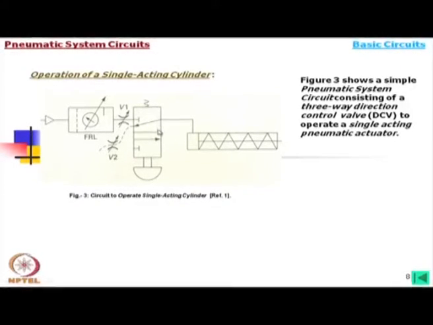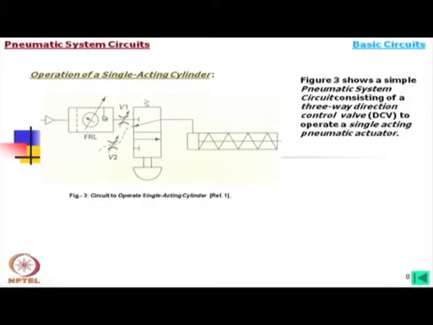So, this is a cylinder, and if we know the symbols, how many ports are there? We find 3 ports, so we should call it a 3-way valve. And what is it? It looks like a button. It is really a push button, usually manually operated, and there is a spring. What does it mean? This spring always brings this push button valve to a position. It will remain in this position normally.